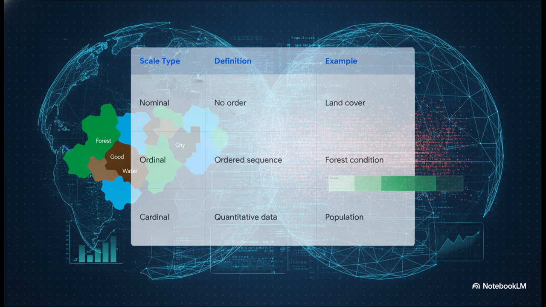Nominal data is purely qualitative, like land cover. A forest isn't greater than a city, right? They're just different categories, so we shouldn't use sequential colors for them. Ordinal data adds a sequence, like forest condition levels ranging from poor to excellent. And finally, cardinal data is quantitative. This is the hardcore metric data, like population density, where we can actually run real mathematical calculations.